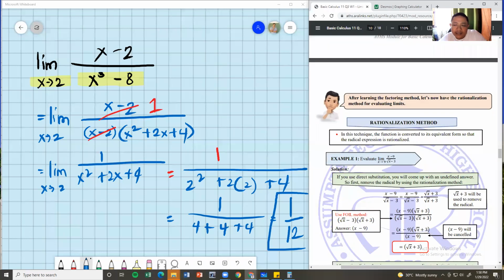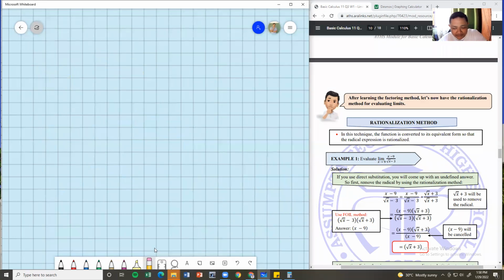Now, what if it's a different given because there is a radical in the denominator? What will we do? All we have to do is apply the rationalization method. We apply this if your denominator becomes undefined and there is a radical in your denominator. Let's have this as an example. Ready? Rationalization method.